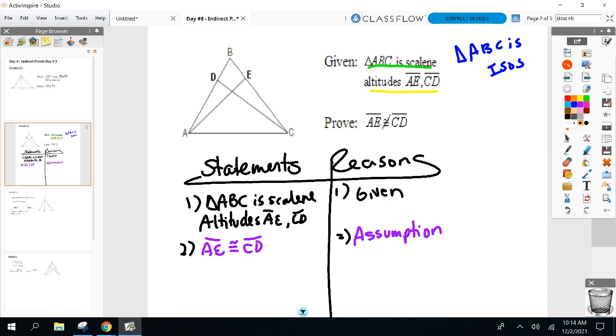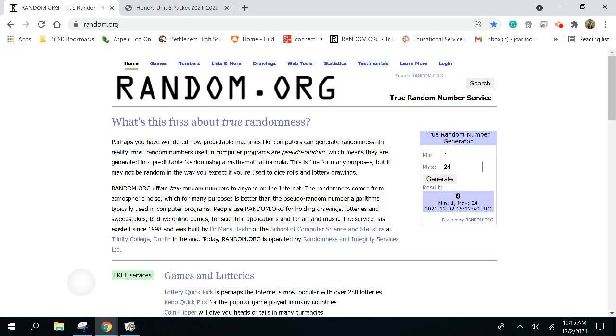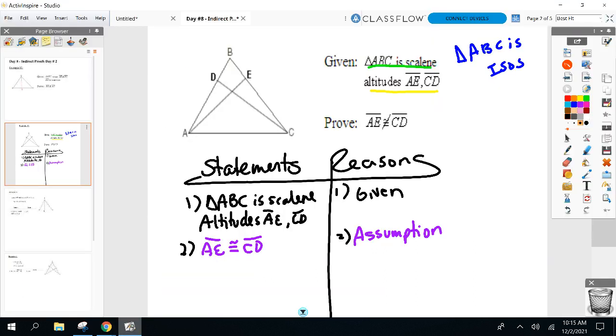Well, let's look at what we have already. We have segment AE and segment CD are congruent. What do altitudes do again? Remind me, what do altitudes do? If AE and CD are altitudes, they're forming what? There we go. So everyone take a look. I have right angles there. And also keep in mind, CD and AE are congruent by your assumption.